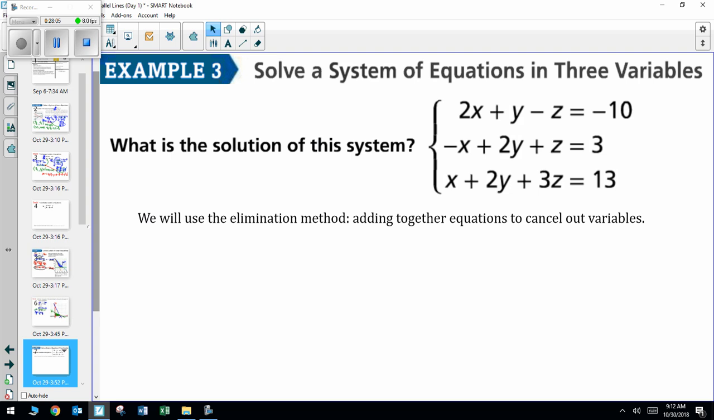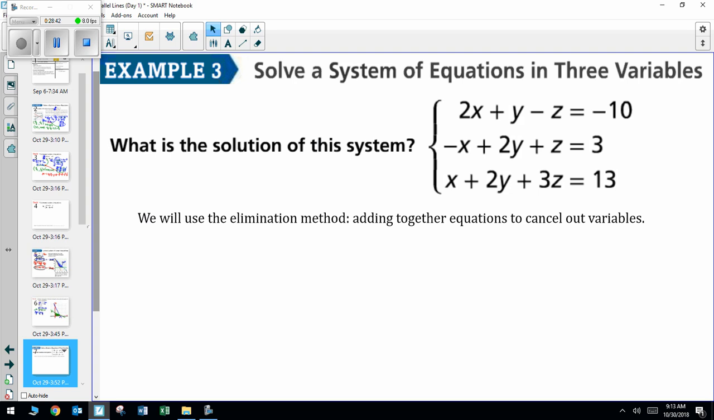So, the other method of solving a system, elimination. So here, this is their first 3-variable system that you guys have probably seen. And we want to find a solution to that system. So if I have 3 variables, my answer is going to be 3 coordinates, an x and a y and a z coordinate. To solve this, we're going to add together equations to cancel out variables.